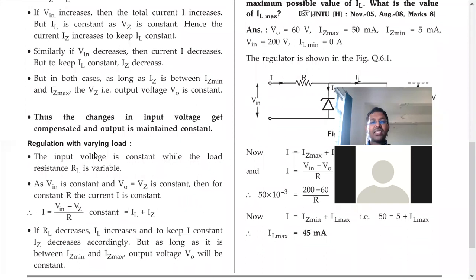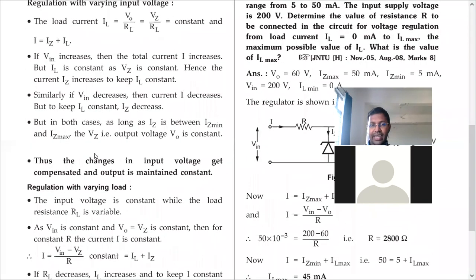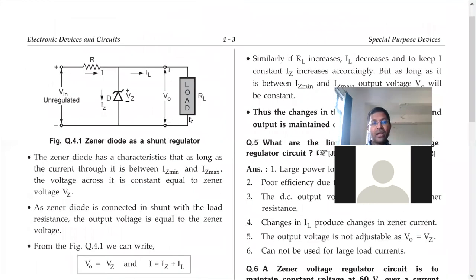Next, regulation with varying load, the second case. Now, when we are considering regulation with varying load, for better insight, we will consider Vin as constant. Input is constant, only the RL is changing. If both are changing, we don't know what is happening, right? So, to understand that better, when RL is changing, we will consider the case when Vin is constant.